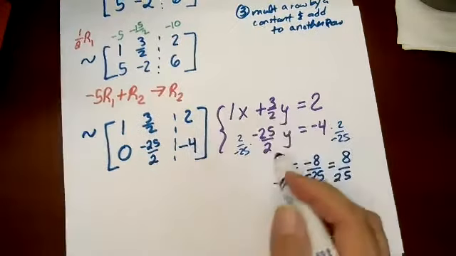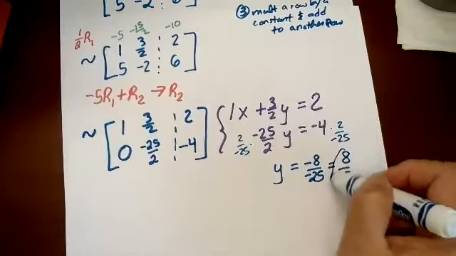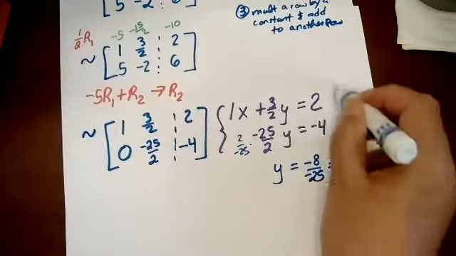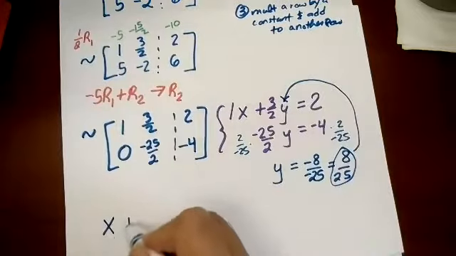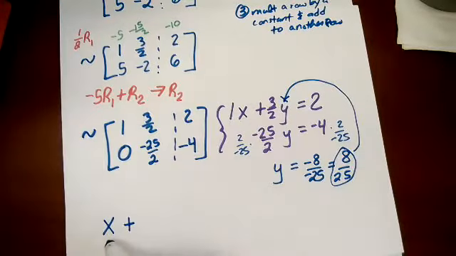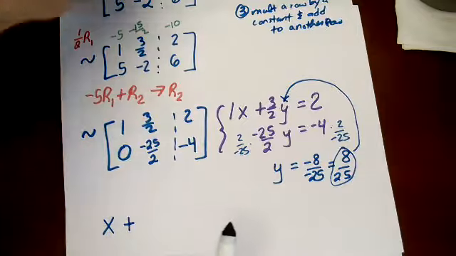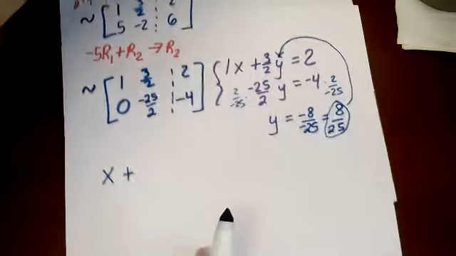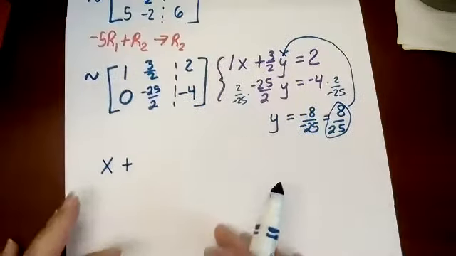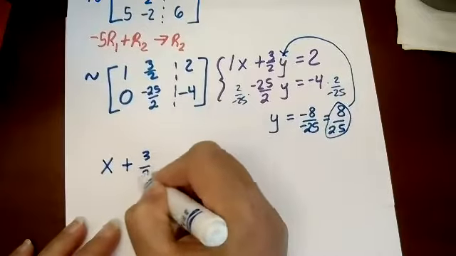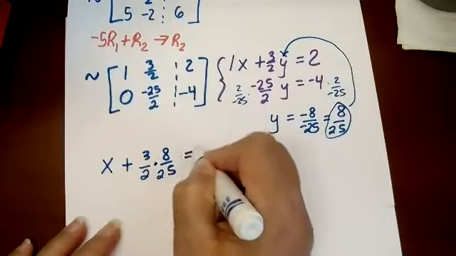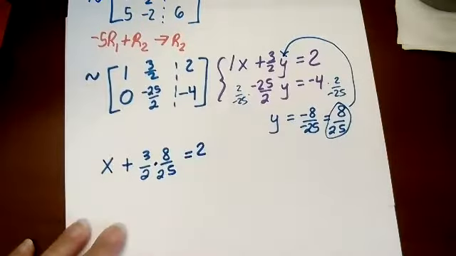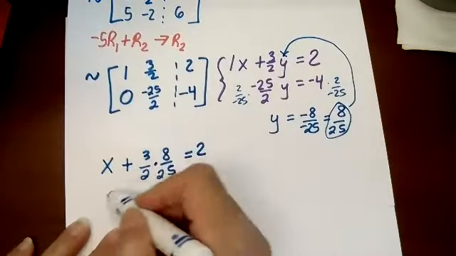I can plug it back into this original one. So I'm going to take this 8/25 and put it in for this y value. So I have x plus, because 1 times x is just x, so I have x plus 3 halves times 8/25 equals 2. So I can easily solve for the x.